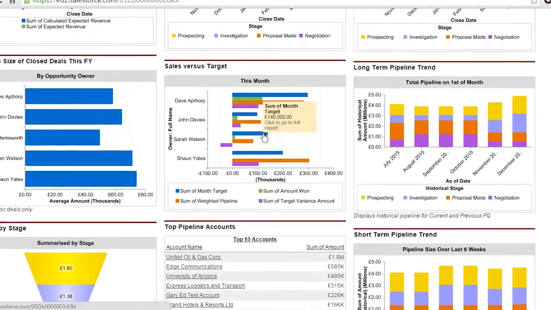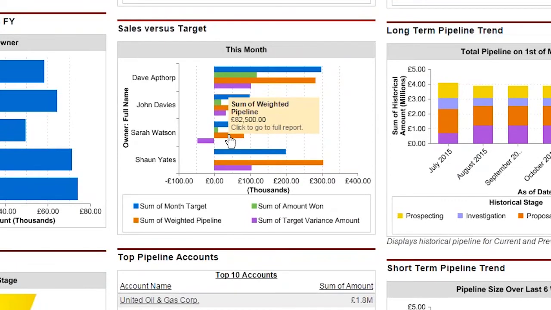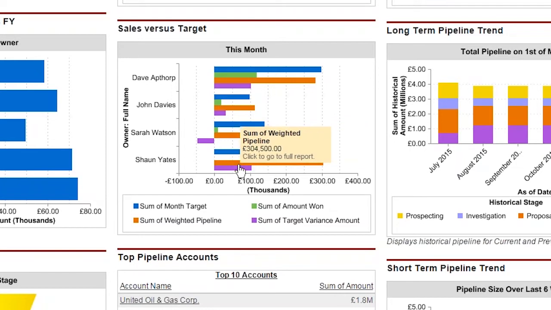There's Sarah's target. She's won a tiny bit. There's her weighted pipeline. So she's currently forecast to be short of her target. Sean Yates, similar, but an interesting thing for Sean. He's got a target and a pretty big weighted pipeline. So assuming he brings those deals in line with those probabilities, he doesn't need to win everything. That's the weighted pipeline that we're comparing it with. Based on his weighted pipeline, he's currently forecast to be over target. So we're taking what we believe to be a forecast and comparing it with a target. I'll explain how that's done in just a second.